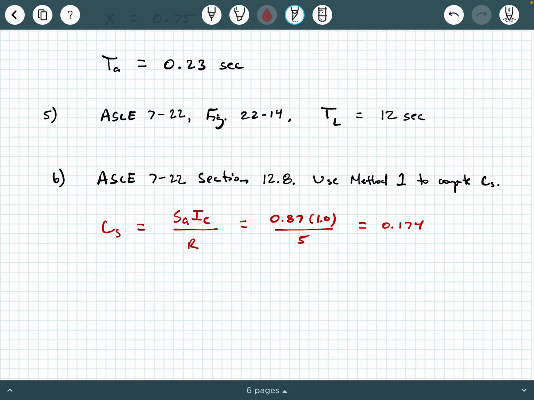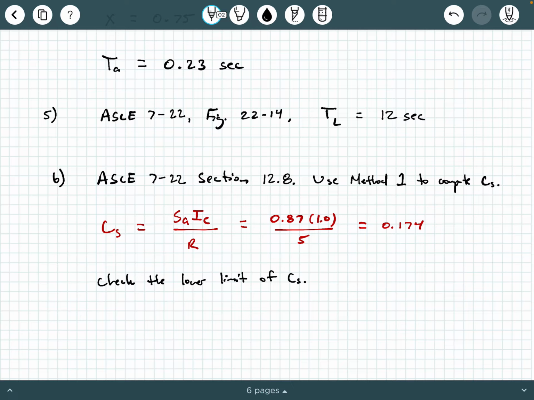Now, the next thing we have to do is check the lower limit of C sub S, okay? Now, ASCE 7-22 calls this lower bounds of C sub S, and it says this is applicable for both methods.